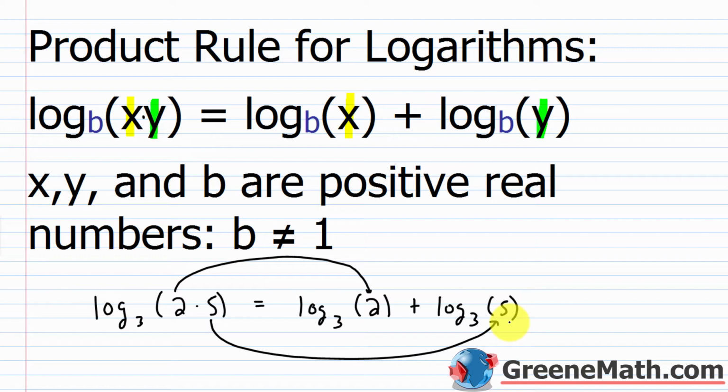Now, there are some restrictions. We say x, y, and b. So x and y are the factors here. And it could be more than x and y. You can have 3 factors, 4, you can have as many factors as you want. But all those factors have to be positive real numbers, so greater than 0. Now, b, the base, has to be a positive real number. And then in addition to that, we have this added restriction. b has to be not equal to the number 1. So it has to be a positive real number, and it can't be 1.